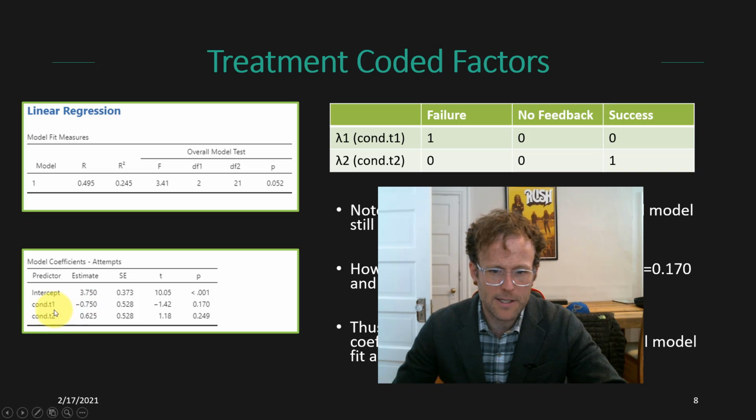Similarly, for the second treatment code, this is the change in y for a 1-point change in x, and that 1-point change is going from the no feedback group into the success group. So that means then that the success group did 0.625 more attempts than the no feedback group. So these two estimates are a little more straightforward in terms of they represent the difference between the failure condition and the no feedback condition for T1 and the success condition and the no feedback condition for T2. And we can see that although one is negative and one is positive, neither of those differences is actually statistically significant in our model.